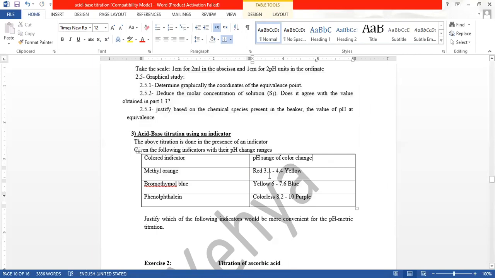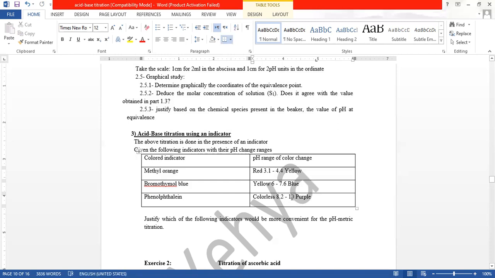Methyl orange has a pH range between 3.1 and 4.4. Below 3.1 its color is red, and above 4.4 its color is yellow. Bromothymol blue has a pH range between 6 and 7.6. Phenolphthalein has a pH range between 8.2 and 10.